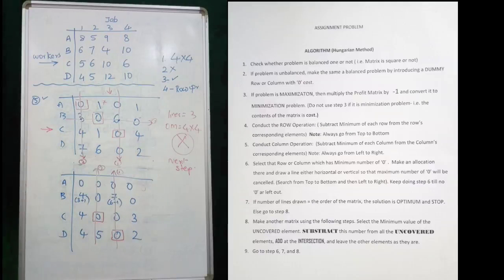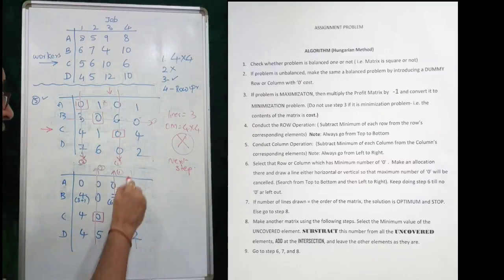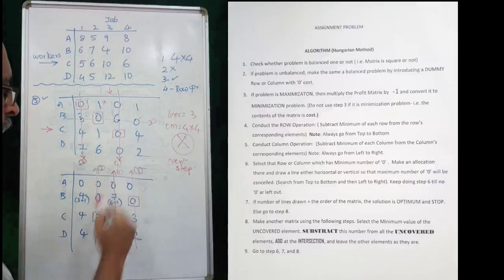Let me again go to the rows. First row 2 zeros. Second row 1 zero. Fantastic. I will allocate here. Draw a line to cancel the maximum number of zeros. How will I draw the line? I will draw the line vertically. I will call it allocation number 3.